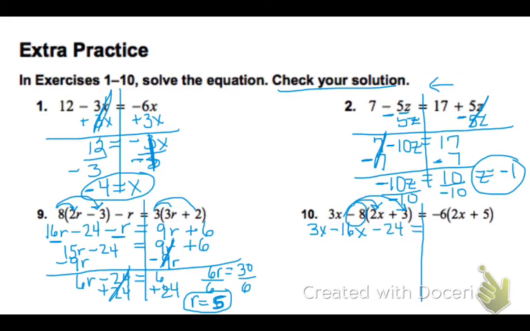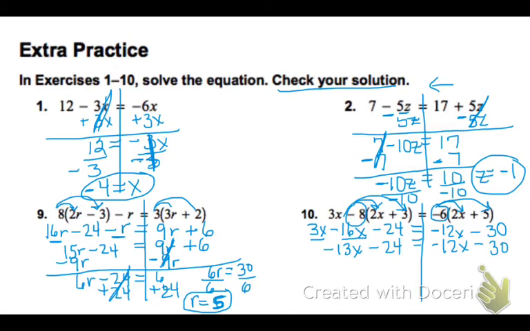Moving over onto the right-hand side, I'm distributing a negative 6 to both numbers. So negative 12x, and negative 6 times 5 is negative 30. Okay. I still have more to simplify on the left, so I want to combine like terms. The two x terms can be combined. So 3 plus negative 16 is negative 13x minus 24. And I still have the same things on the right-hand side.